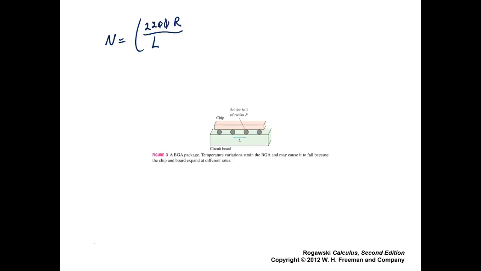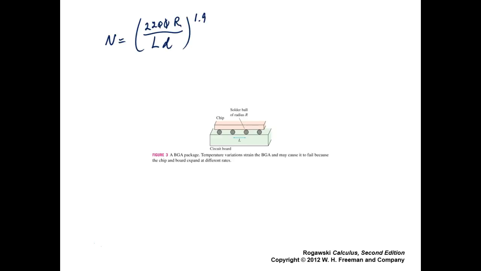Well, what is your D here? Where D is the difference between the coefficients of expansion of the chip and the board. The chip's on top, the board's down there. So that would be the difference between those two. So that's what your D is. All right. Raised to the 1.9 power. Not quite squared, but fairly close to it.